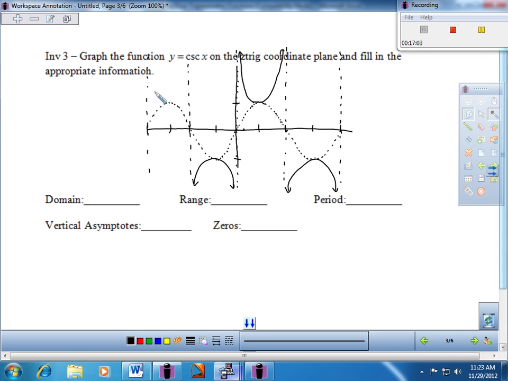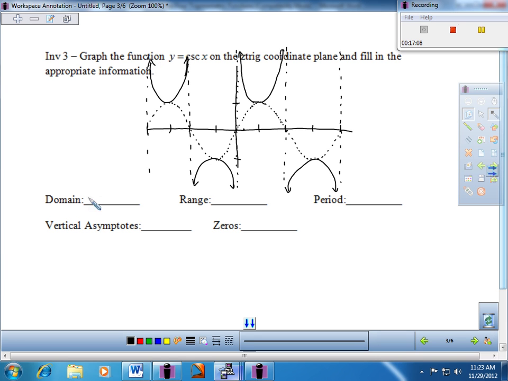And the quadrants should still make sense, where sine is positive, cosecant is positive, or sine is negative, cosecant is negative. That would be our case right there. All right, let's fill in our characteristics. Let's take care of that, and then we'll go hit secant.